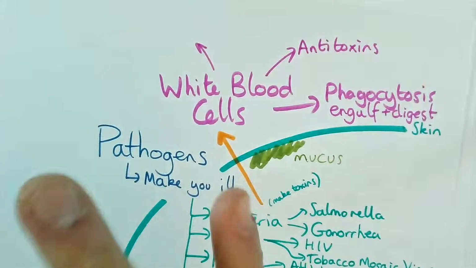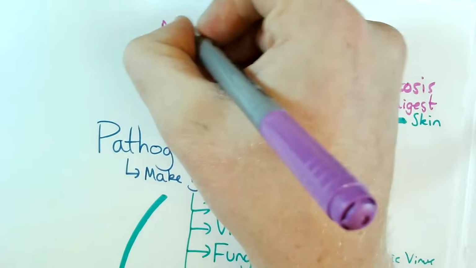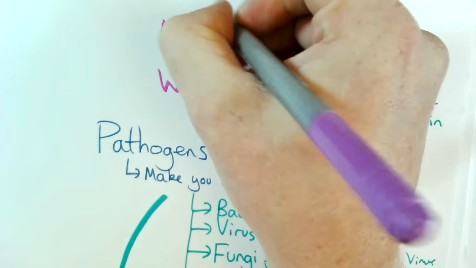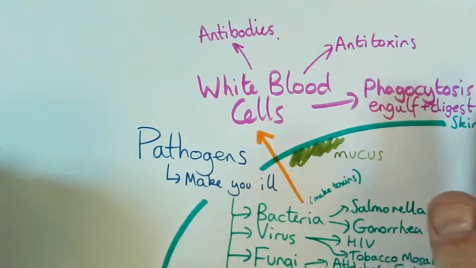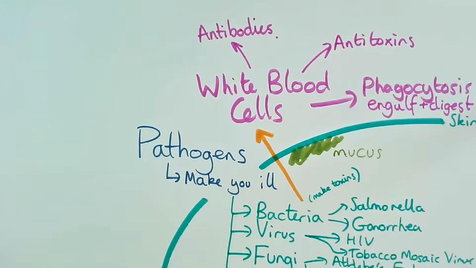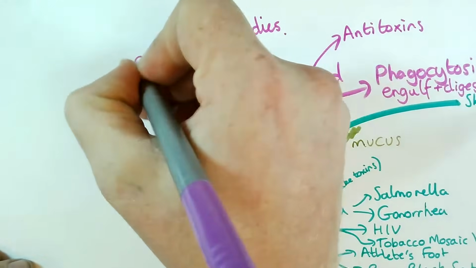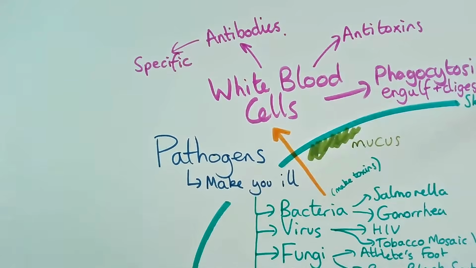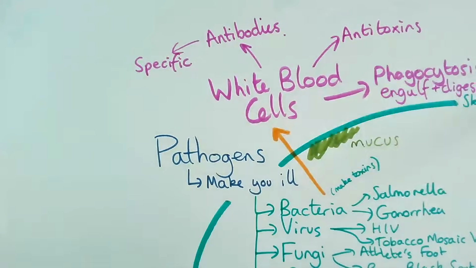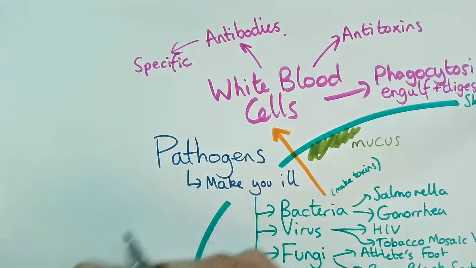And the last one and the most interesting one is making antibodies. Now, antibodies are amazing. They are specific to that pathogen, and they will bind onto the pathogens. They'll get them all clumpy and stuck together, and then this engulf and digest thing can mop them up. Now, the thing with antibodies is they take time.